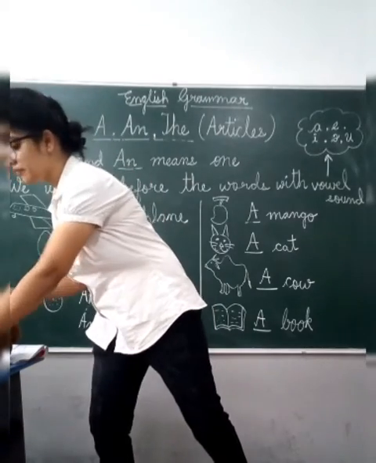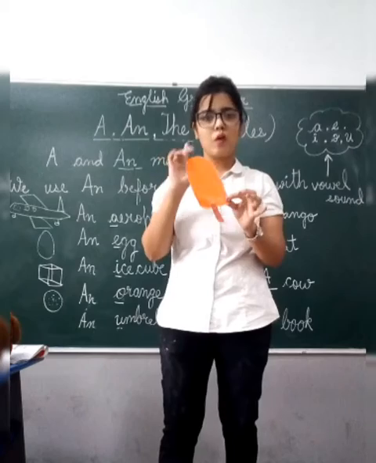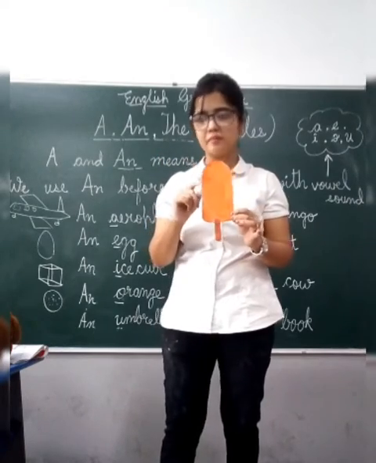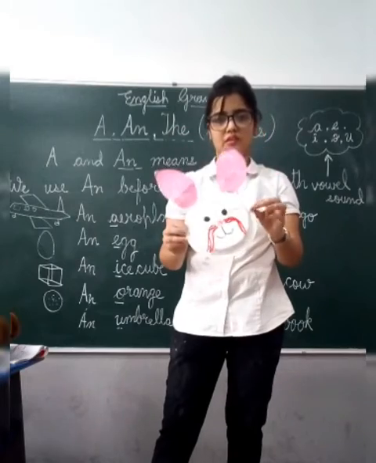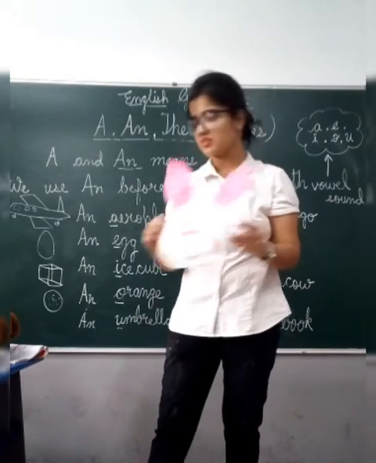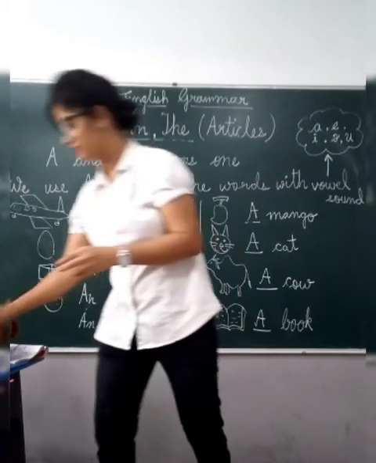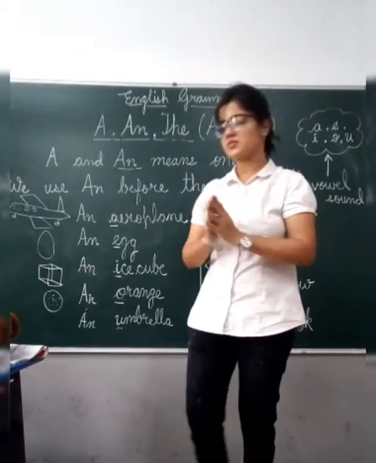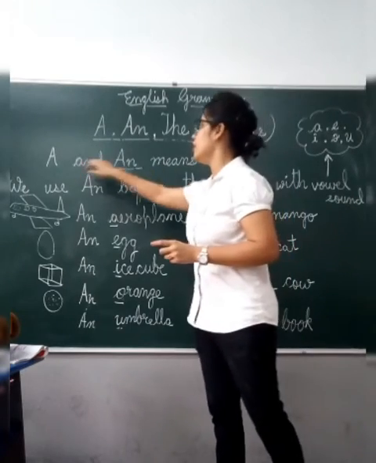Now you see, how many ice creams is it? One. It is one ice cream. And this is one rabbit, one tree. Okay, so means when the object is one, then before it we use a or an.